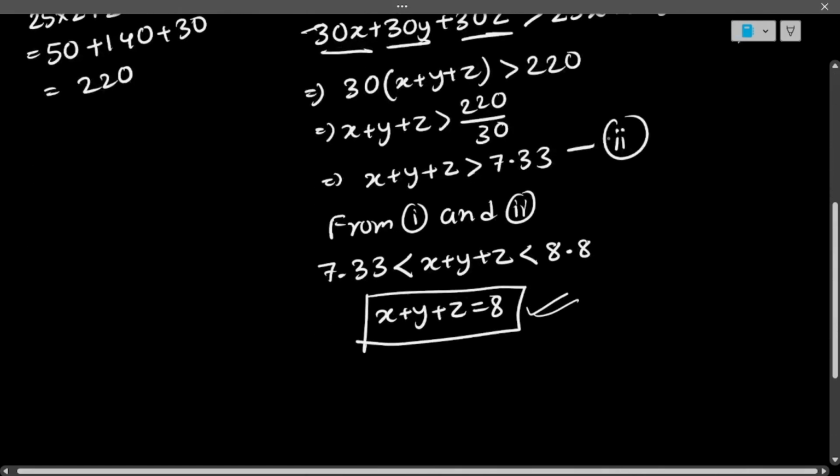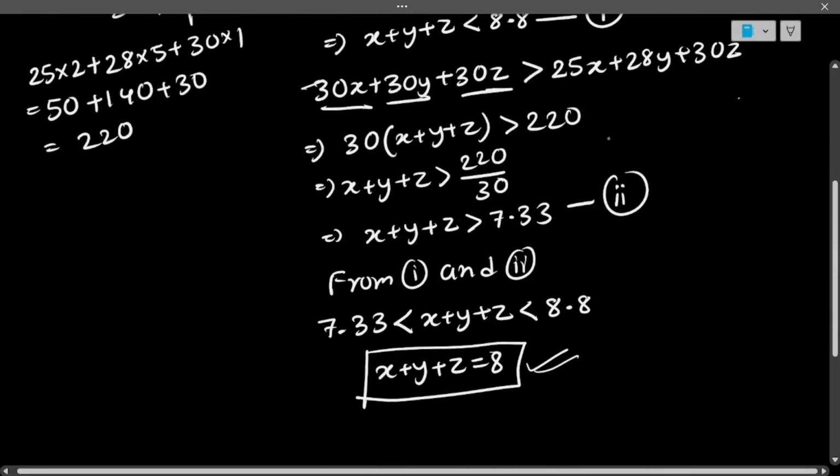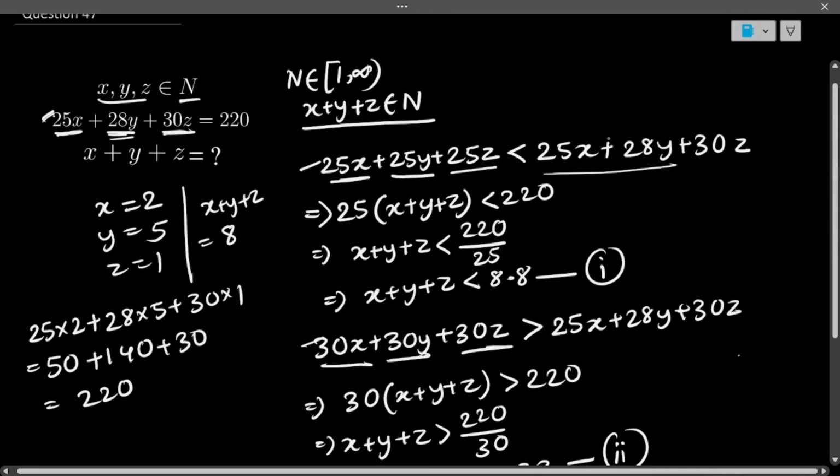So now see that without knowing the values of x, y, z, we got the answer correctly. And this type of question can be solved like this.